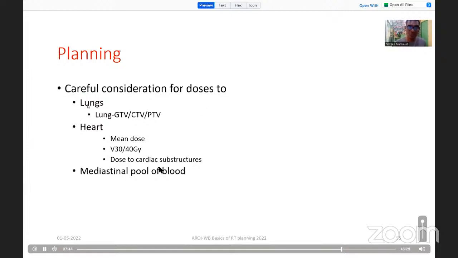So all the more reason to concentrate on the doses to the lung, to the heart, and also, importantly in the era of immunotherapy, to concentrate on the mediastinal pool of blood, because it has been shown that once we radiate the mediastinum, where there are great vessels, a significant amount of blood gets radiated, which can lead to a drop in lymphocytes, which are important for immunity. So patients who have a higher dose to the mediastinal blood pool actually fare worse, especially if they are going to receive immunotherapy later on. So this is again something that we need to keep at the back of our mind.